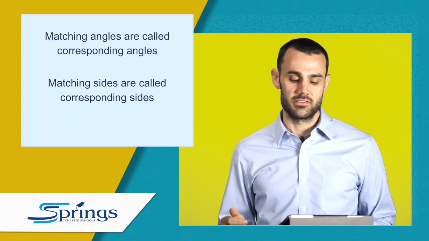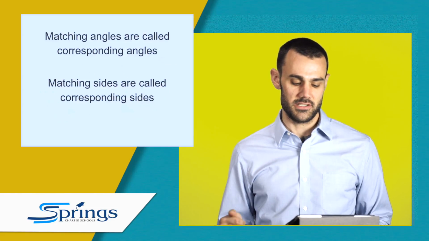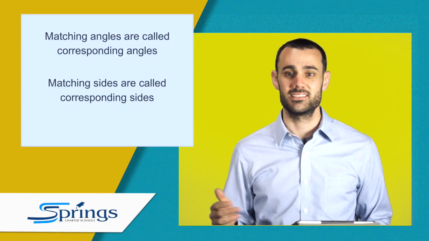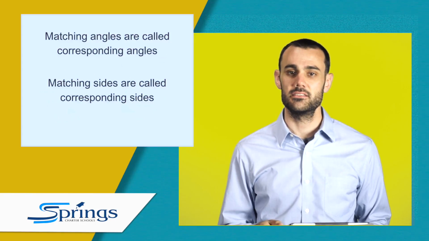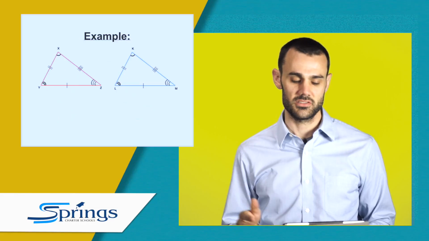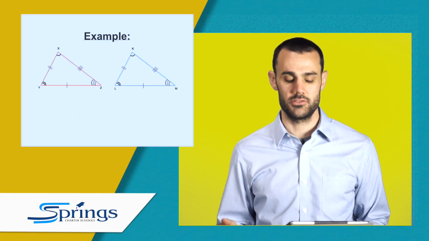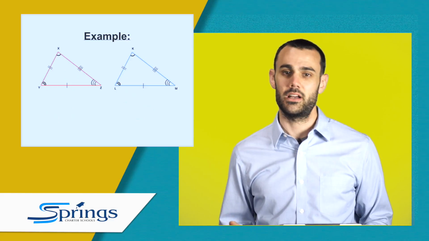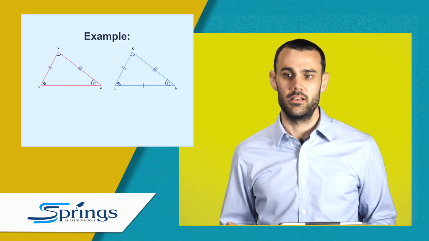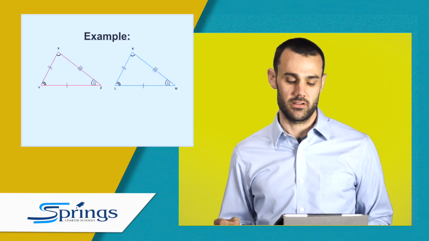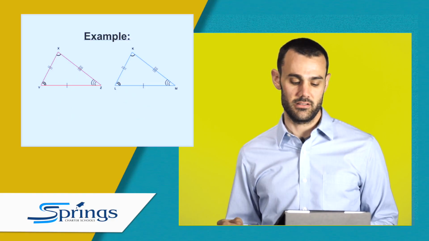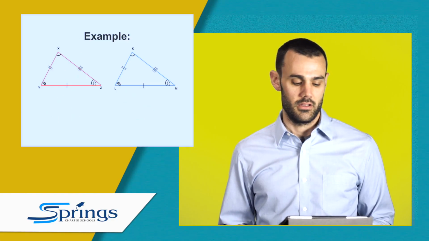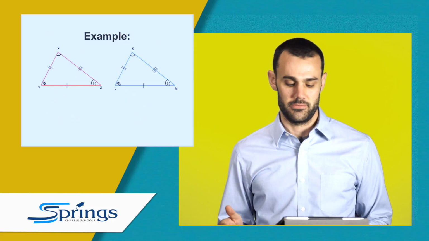So, matching angles are called corresponding angles, and matching sides are also called corresponding sides. Pretty simple. Let's take a look at an example. So here we have a red triangle and a blue triangle. The triangle that's red is triangle XYZ, listed by the letters on the points of the triangle, and the blue triangle is triangle KLM.